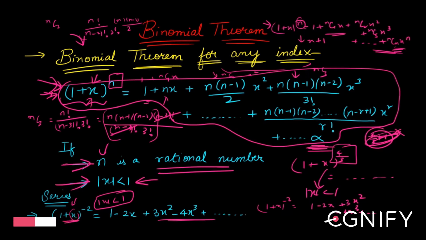So this was the binomial theorem for any index. With this, we complete the basics of the chapter binomial theorem. We've covered all the basic concepts. From here, it's upon you to do problems and gain the required grip on this topic as far as the examination is concerned. Let's move on to the next chapter.